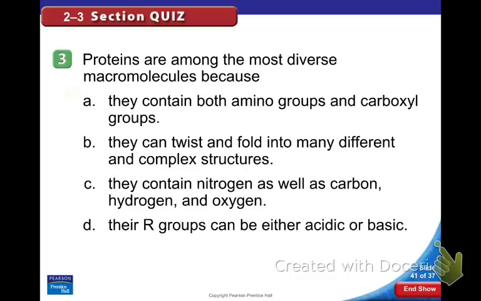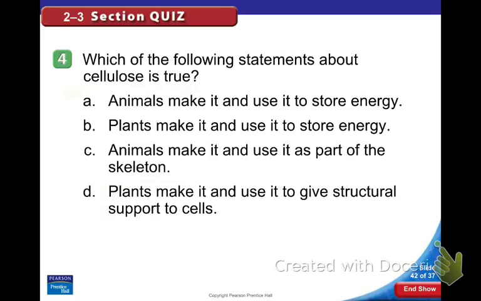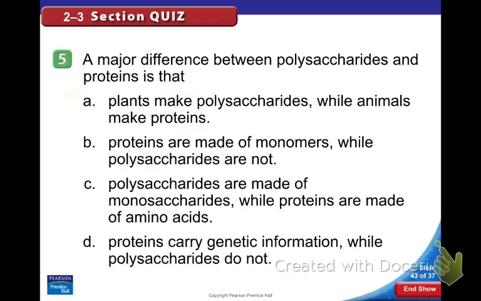How are you doing? Proteins are among the most diverse, meaning different varieties, of macromolecules because they can twist and fold into many different complex structures. And the shape they have is controlled by the order of amino acids. Which of the following statements about cellulose is true? Plants make it and use it to give structural support to cells, the cell wall.